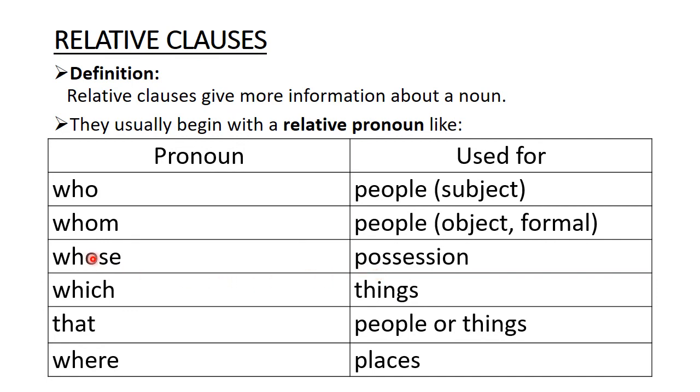Then we have which, which is for things. Then we have that, which is used for people or things. Then we have where, which is used for places. Let's take a look at some examples.